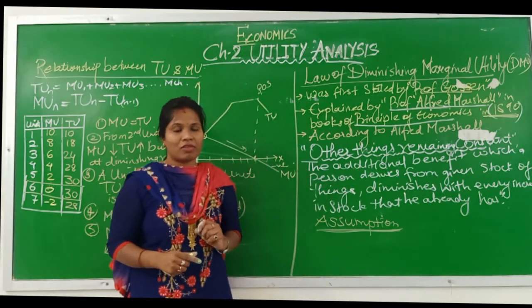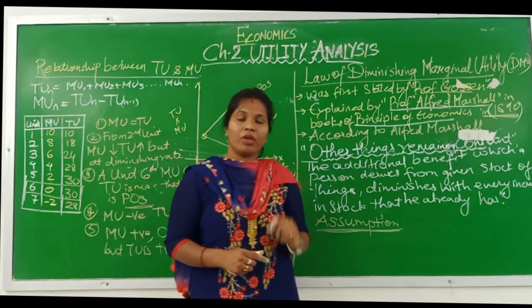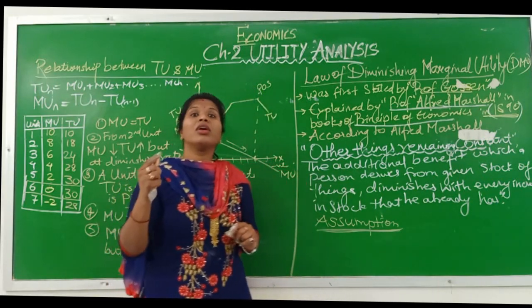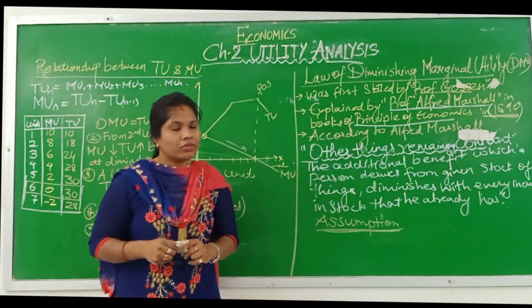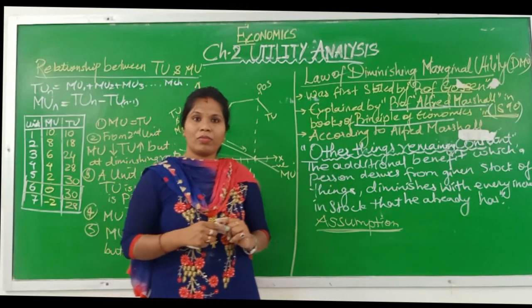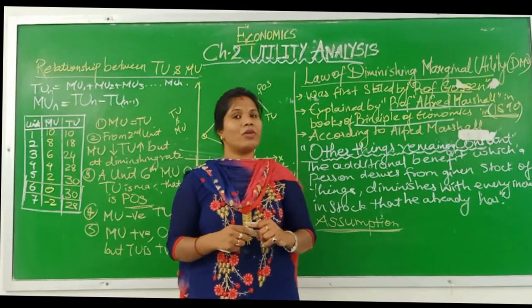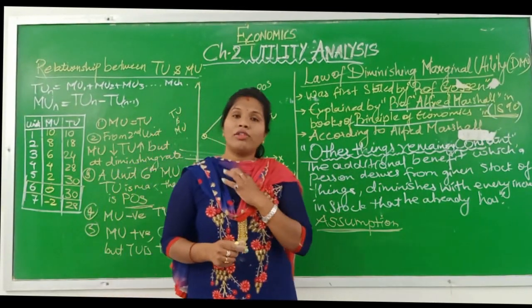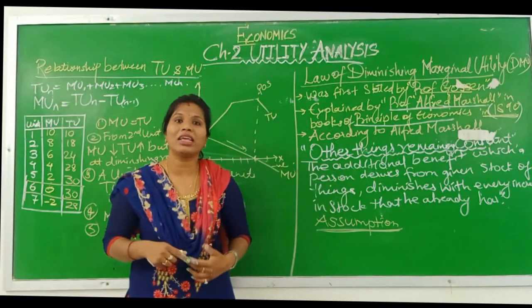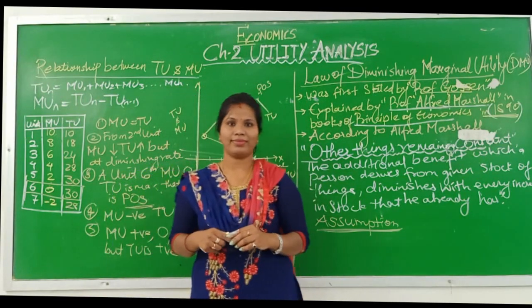Then you will explain in simple words that we can say that as stock increases, the MU decreases. I'll give you some time to read and understand. Then we will discuss the assumptions of the law and also the schedule and the graph of the law.